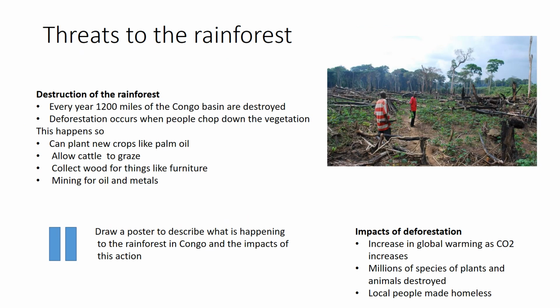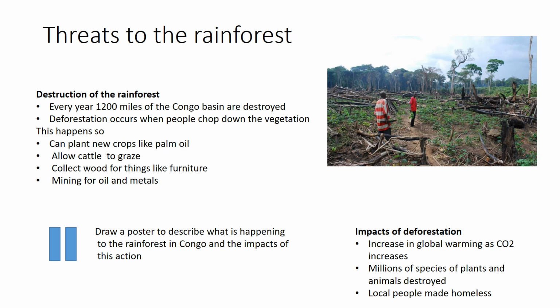Every year, 1,200 miles of the Congo Basin is destroyed. Deforestation happens as people chop down the vegetation in order to do several things. To plant alternative crops like palm oil. This is used in many of our household products. If you look at your crisps, bread and shampoos, you will see palm oil is used in most of these.